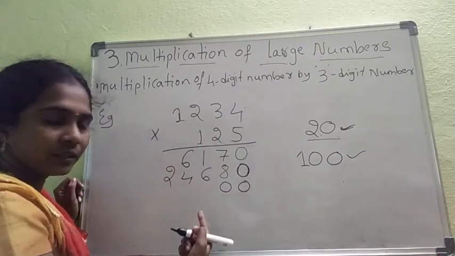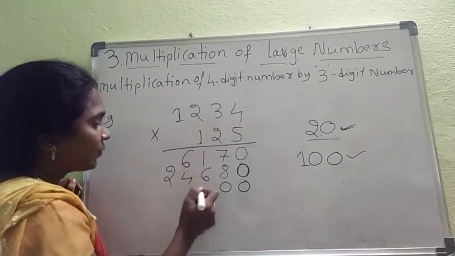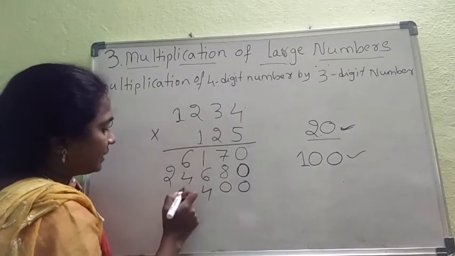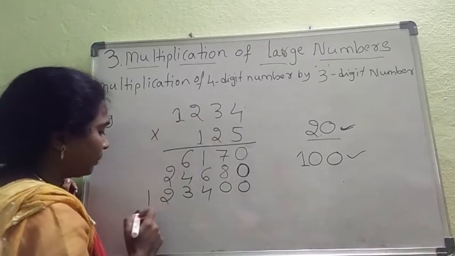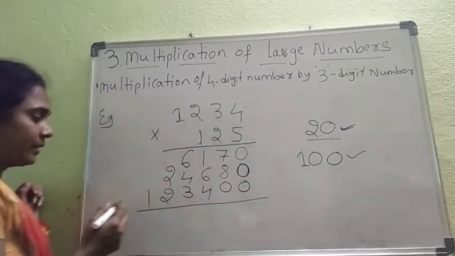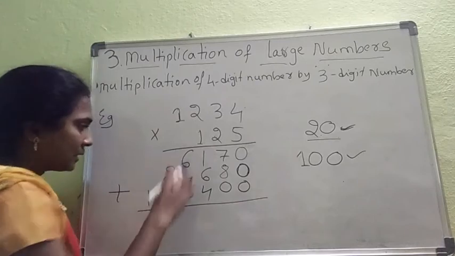Getting the point, student? Next, 1 4s are 4. 1 3s are 3. 1 2s are 2. 1 1s are 1 only. Okay. Now what is the final step? That is the third step. You need to add these 3.